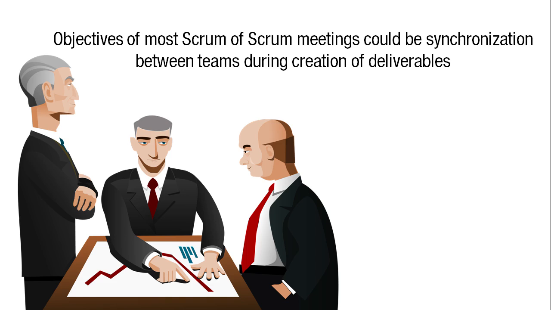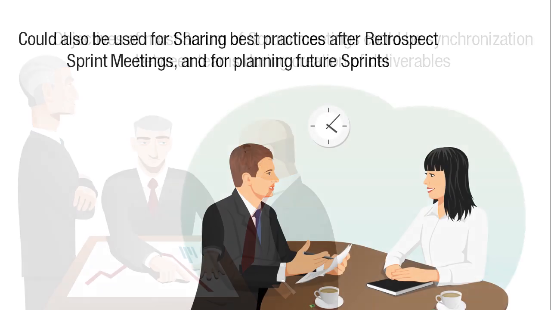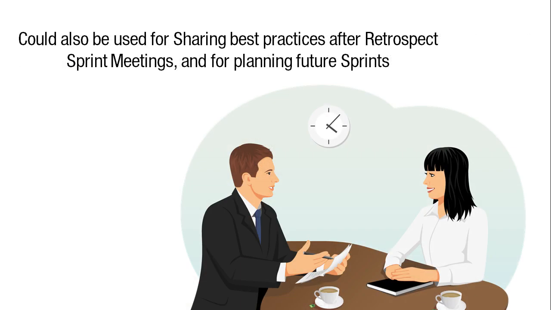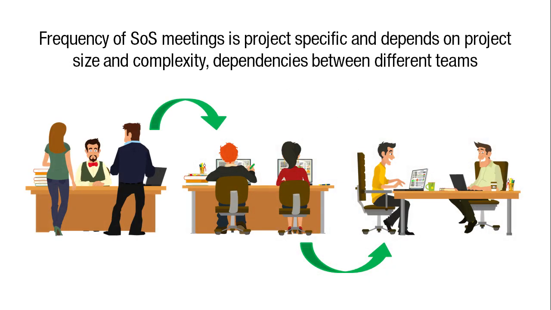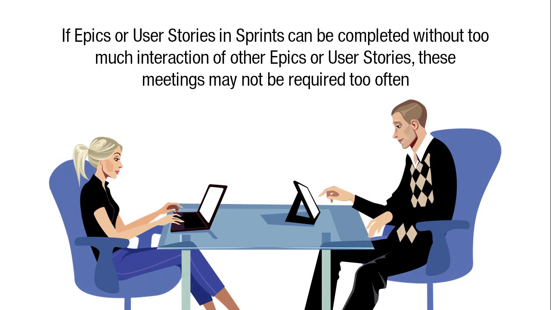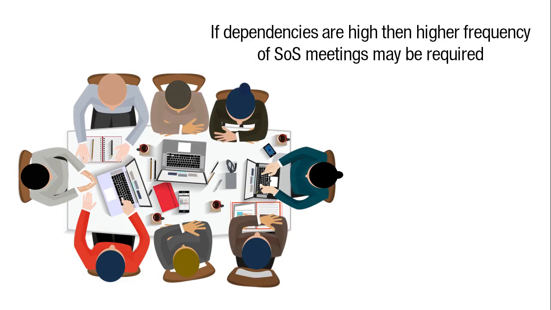The objective of most Scrum of Scrums meetings is the synchronization of teams during the creation of deliverables, but also could be used for sharing best practices after retrospect sprint meetings and for planning future sprints. The frequency of Scrum of Scrums meetings is project-specific and depends on project size and complexity, dependencies between different teams, etc. If epics or user stories and sprints can be completed without too much interaction of other epics or user stories, these meetings may not be required too often. On the other hand, if the dependencies are high, then a higher frequency of Scrum of Scrums meetings may be required.